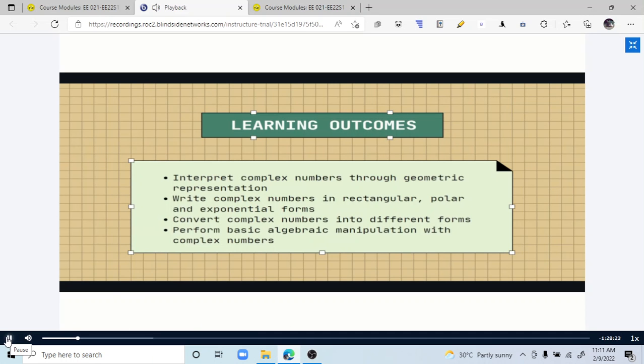Interpret complex numbers through geometric representation. Next, write complex numbers in rectangular, polar, and exponential forms. Convert complex numbers into different forms and perform basic algebraic manipulation with complex numbers.